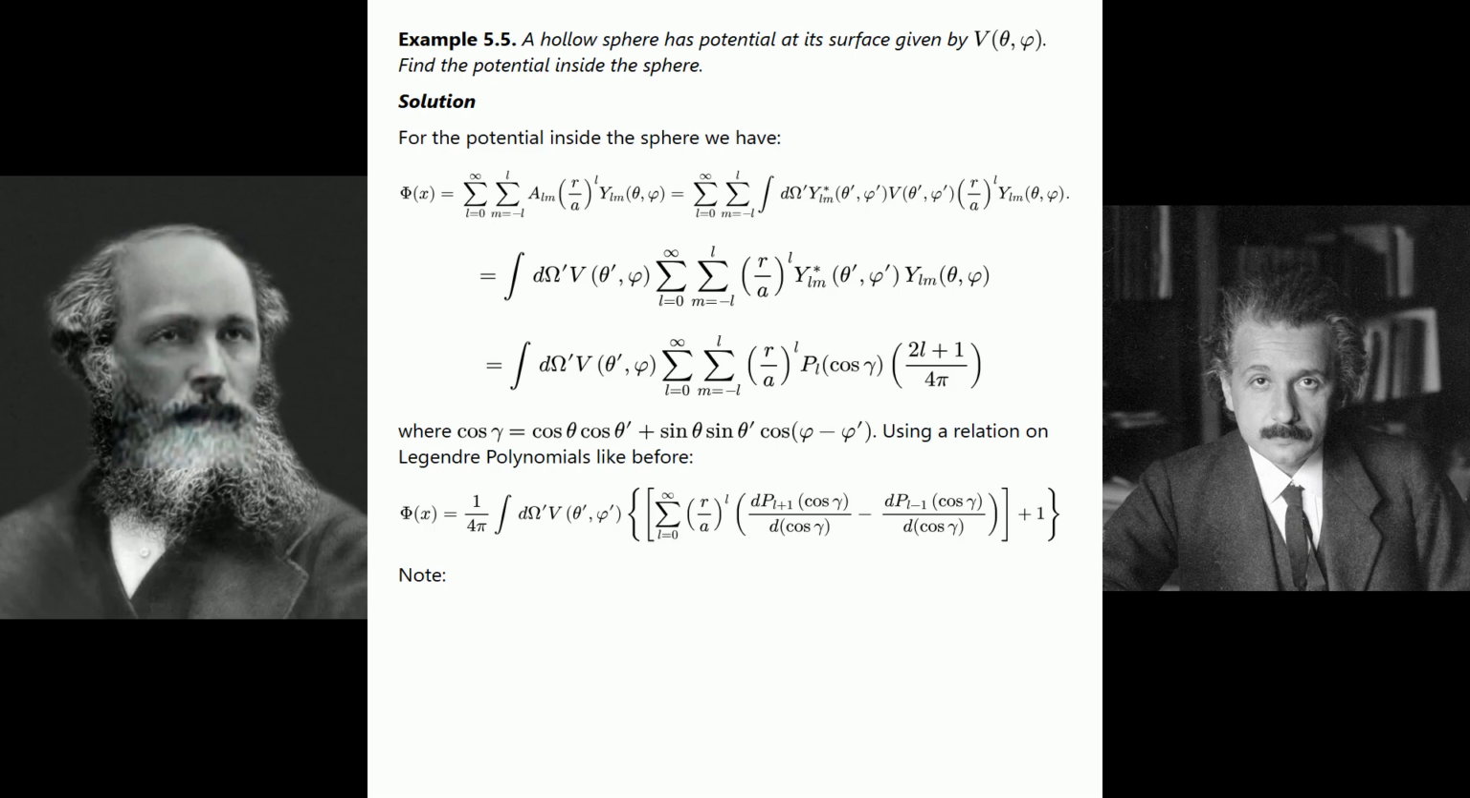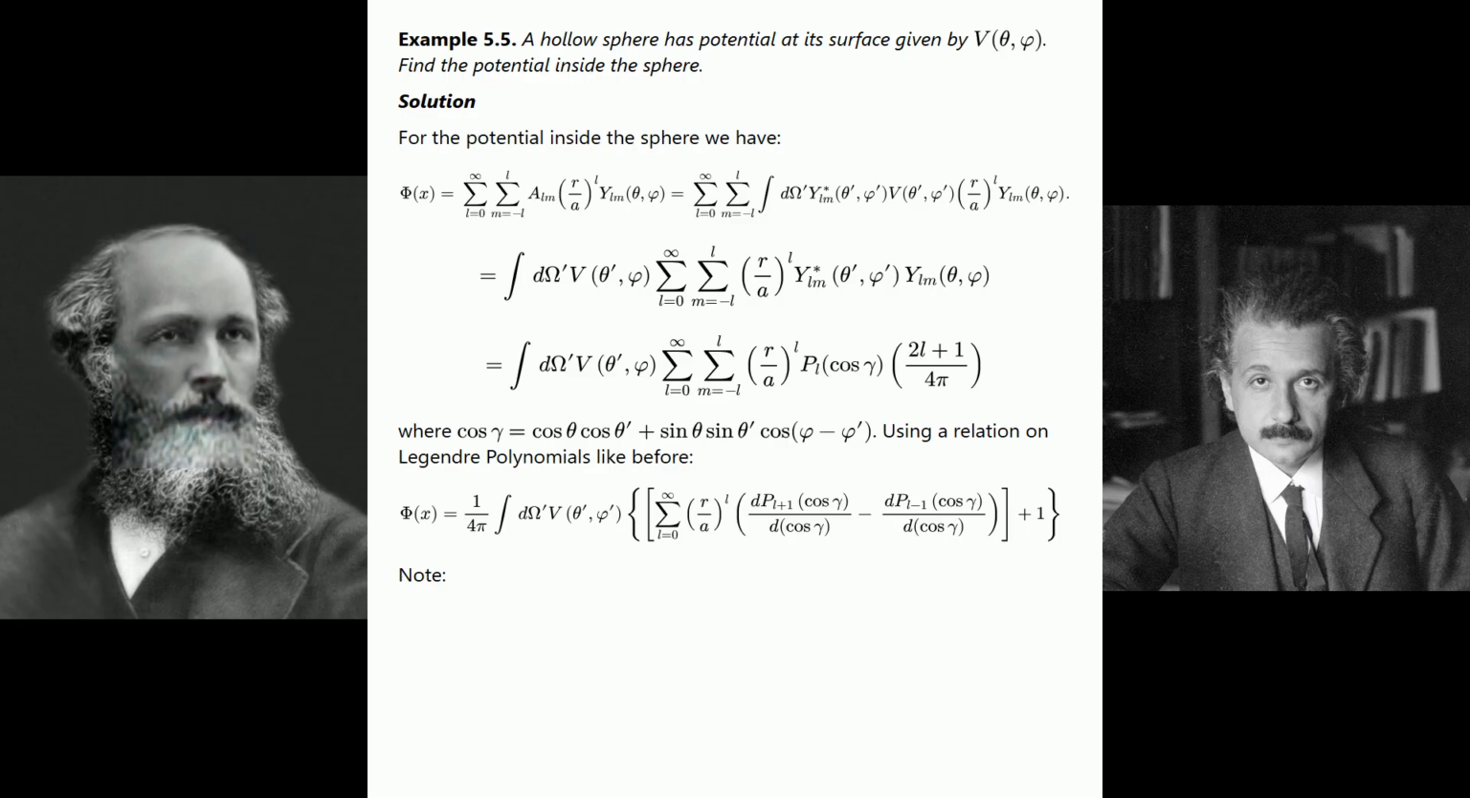Example 5.5. A hollow sphere has potential at its surface given by V of theta, phi. Find the potential inside the sphere. Solution. For the potential inside the sphere we have, see the following equations, where cosine gamma equals cosine theta cosine of theta prime plus sine theta sine of theta prime cosine of phi minus phi prime.